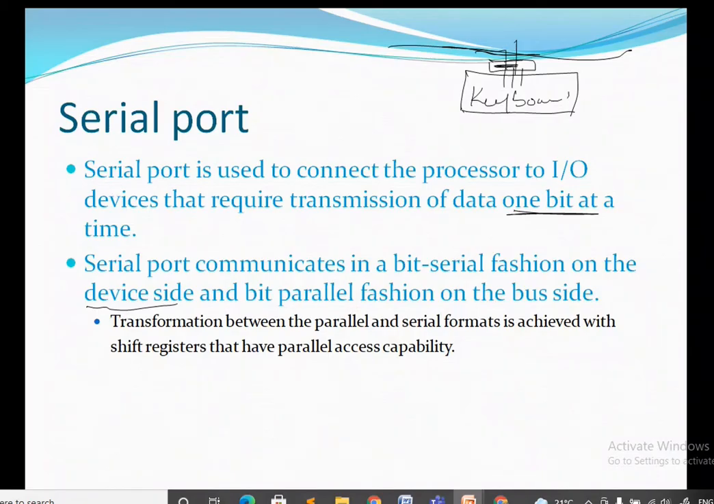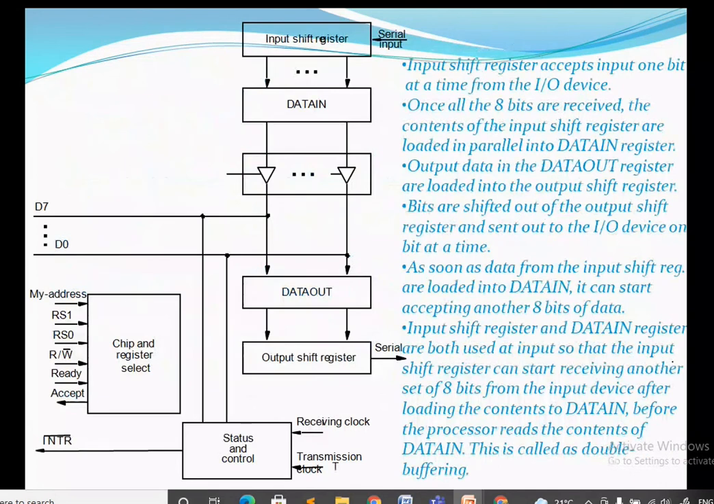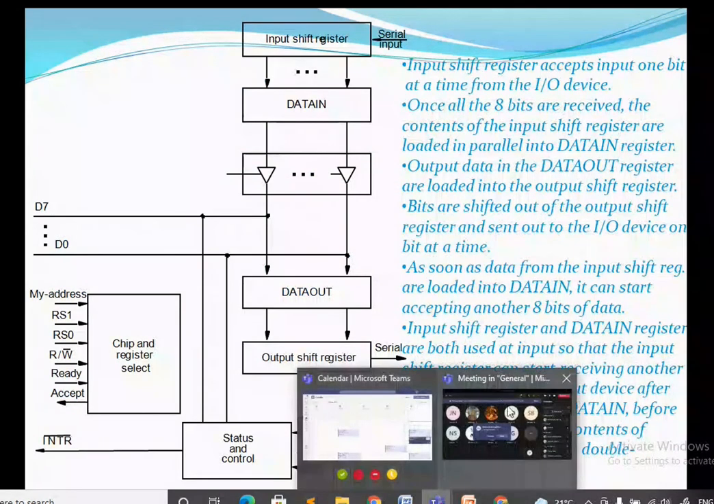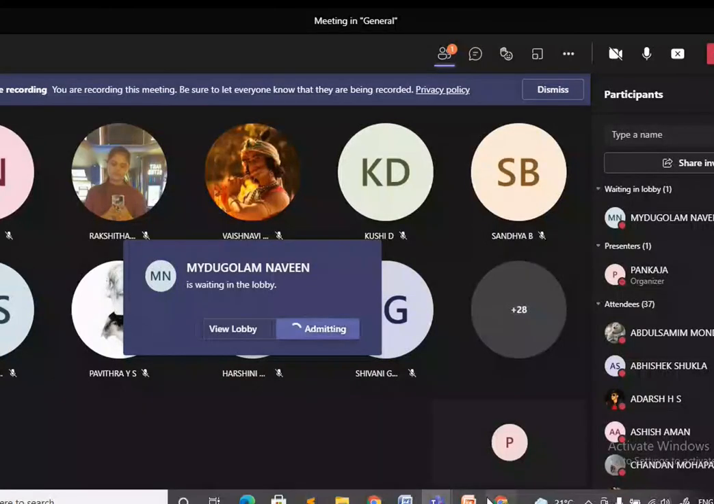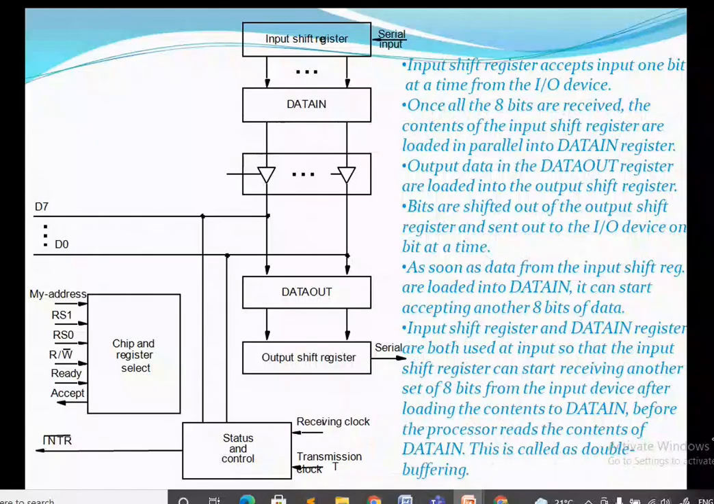Now we'll go to the diagram, the interface circuit, and how it works. Don't worry much about the diagram. You should know what each of these signals is, what D0 to D7 are. Just remember those things. D0 to D7 indicates an output line.